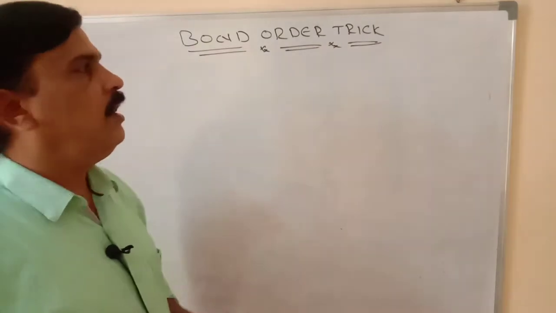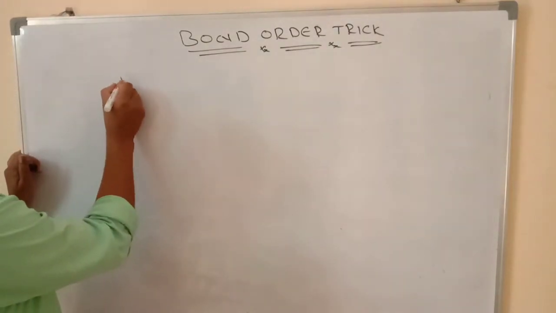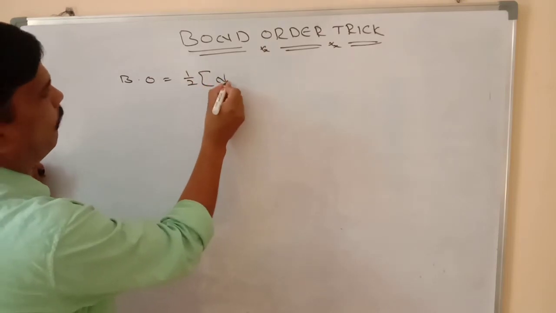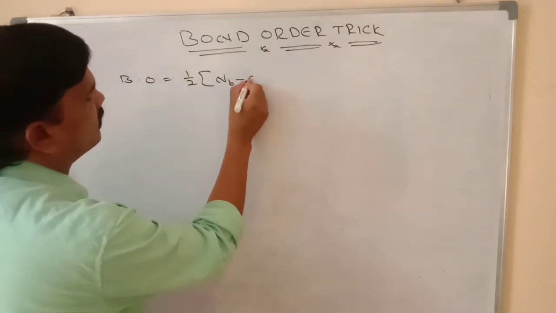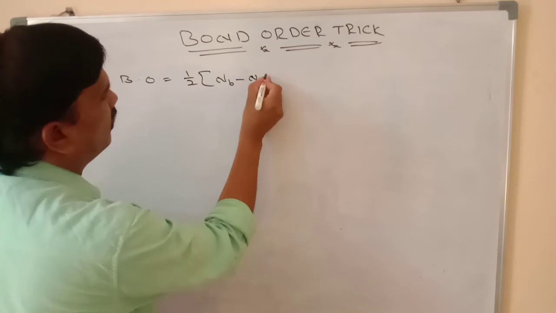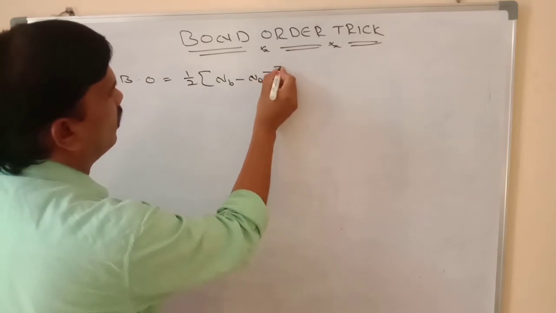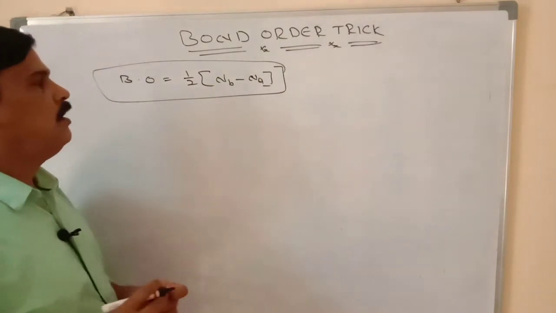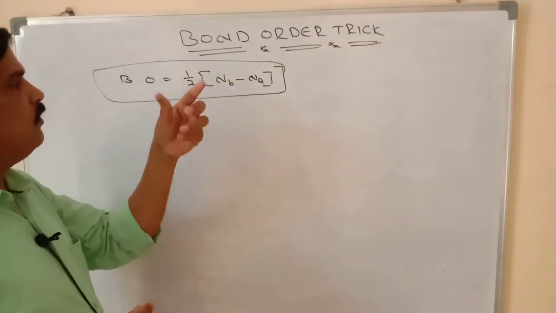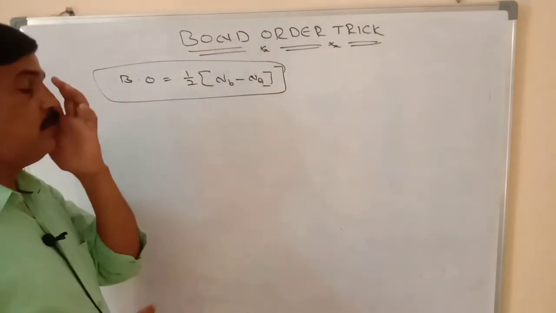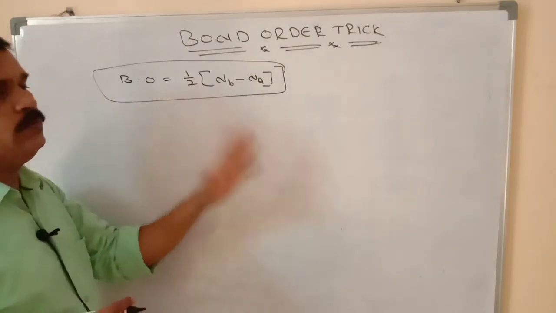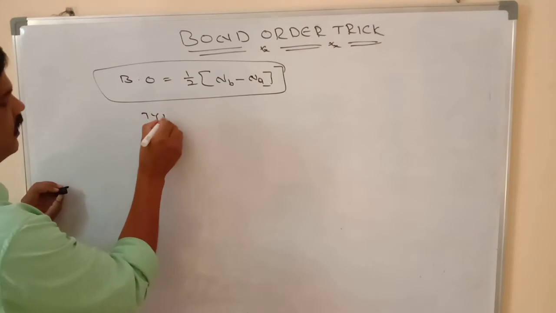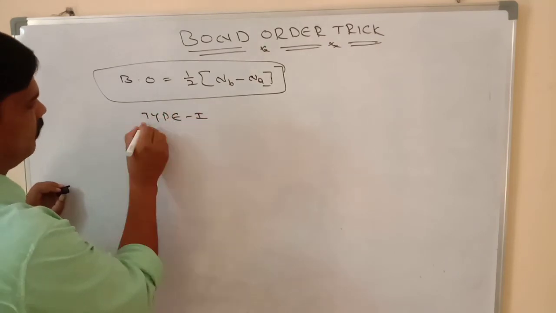So what is bond order? Bond order is equal to half into the bonding molecular orbital electrons minus the anti-bonding molecular orbital electrons. This is the formula to calculate bond order, but there is no need to use this formula. Follow the type 1 trick.